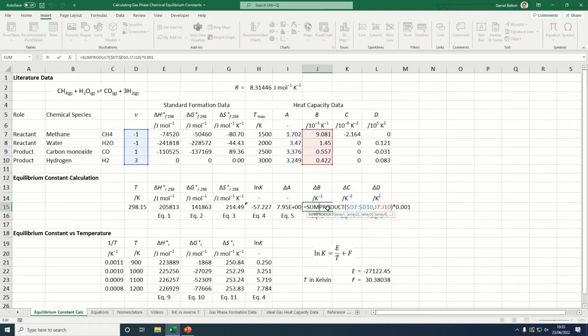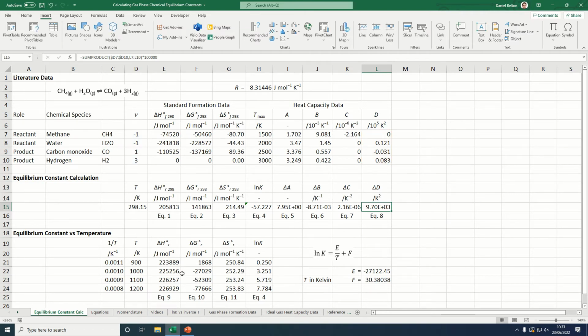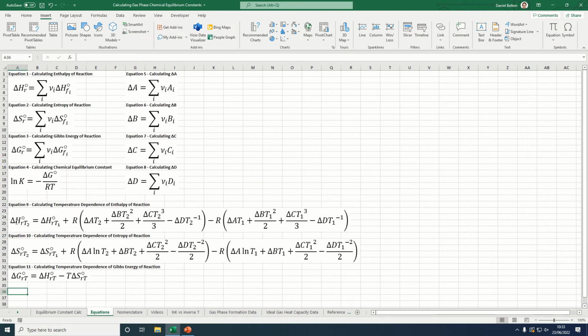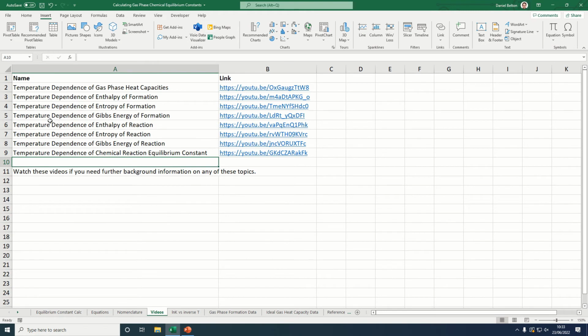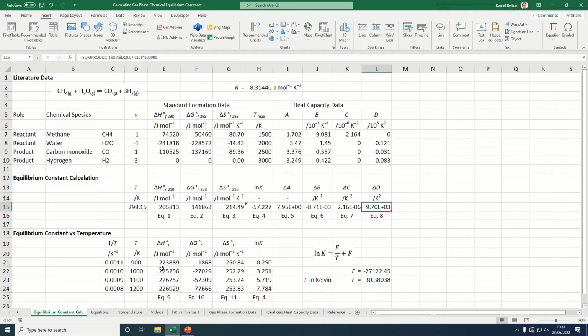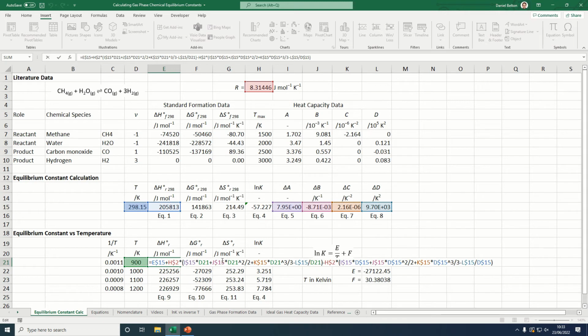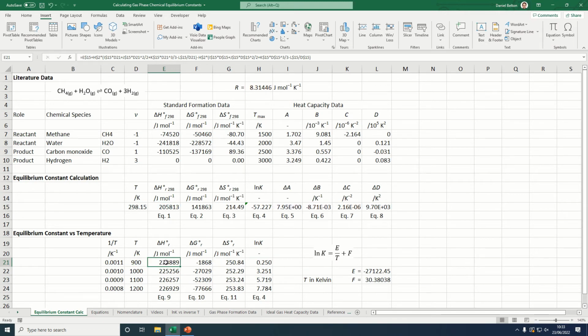We do this for the B values, the C values, and the D values, and this gives us all these deltas. Now these delta values come into this equation here, so equation 9, and it's an integration that we need to do over temperature, and there's a video explaining this in more detail. If you look at this video here, temperature dependence of enthalpy of reaction, you'll get some more background information about this. Okay, so that integration's been done to get from the standard value to the value at 900 Kelvin. It's then been done at 1000, 1100 and 1200.